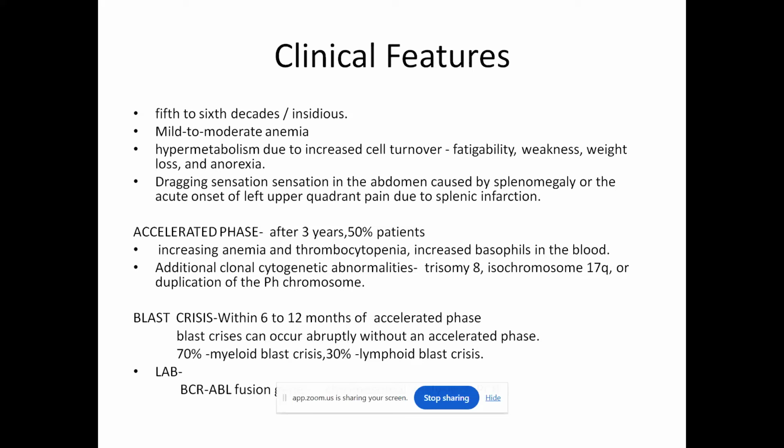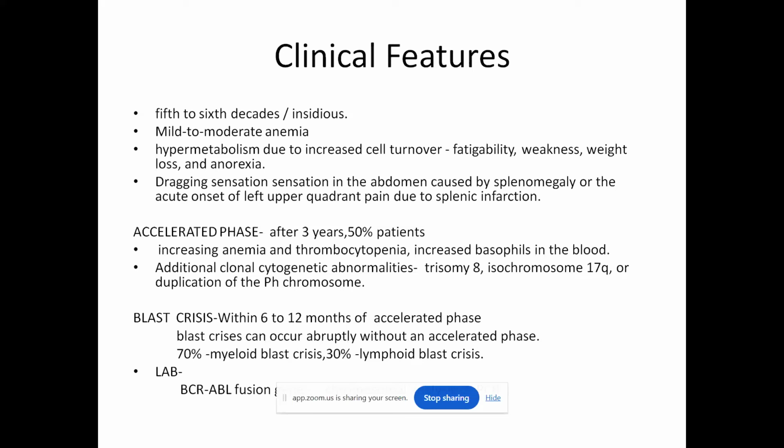Due to the massive splenomegaly, a dragging sensation in the abdomen will be there, or with splenic infarction, pain can be there. If the patient is seen in a stable phase after 3 years, then after 3 to 4 years 50% of the patients can go to the next step, the accelerated phase. In the accelerated phase, anemia and thrombocytopenia will be there. Basophils will be increasing. This is due to additional cytogenetic clonal abnormalities.